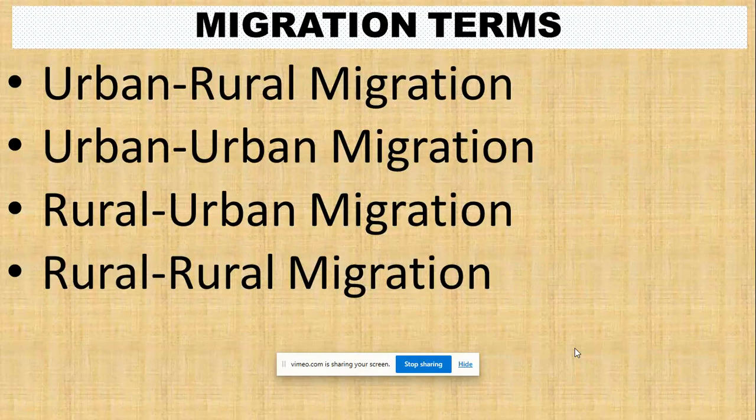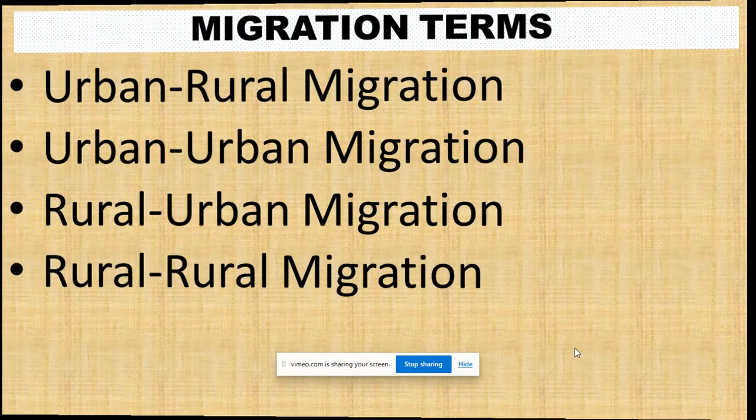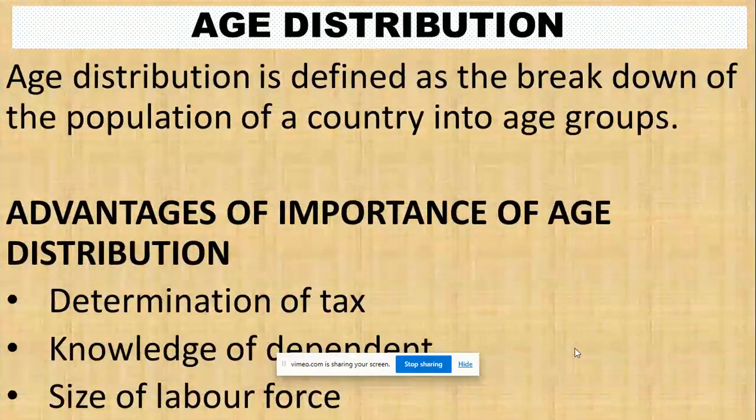I hope you are taking this down. You have to jot that because we are going to make use of it. I'm going to ask you a question on this. They also have rural urban migration, movement of people from village to city. And the last one, we have rural migration, movement of people from village to village. I hope you understand these migration terminologies, so that I hope you understand the topic very well.